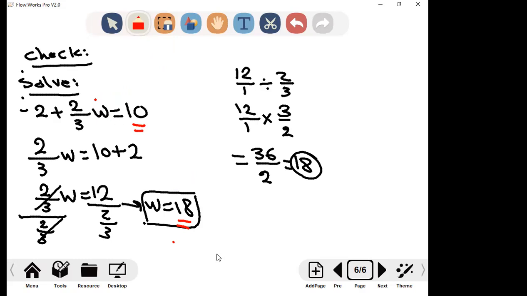Now let's go to the check on page 296. Now we are done with the two-step equations. How to solve two-step equations. We are done with it. Now let's go to this check, and I want you to focus with me to understand it very well.